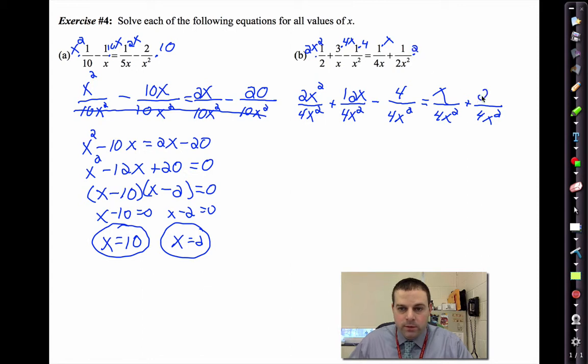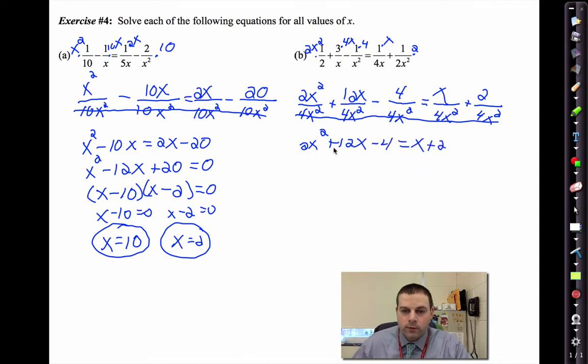1 times 2 is 2. So it took a lot of work, but we finally got our product here in all 5 cases. So if we multiply through, we can clear out our denominators. We get 2x squared plus 12x minus 4 on the left side equals x plus 2 on the right.